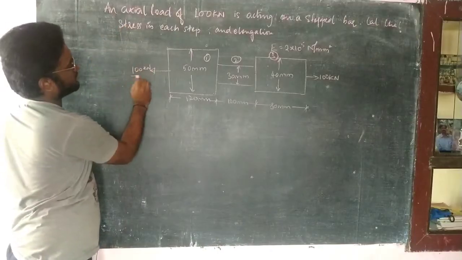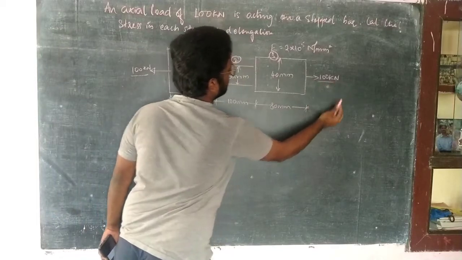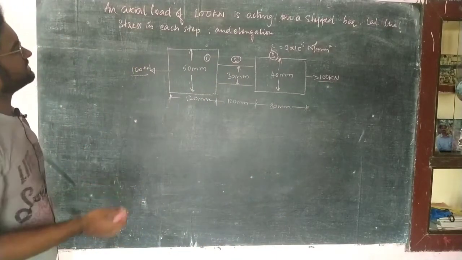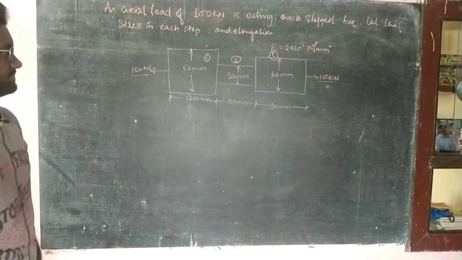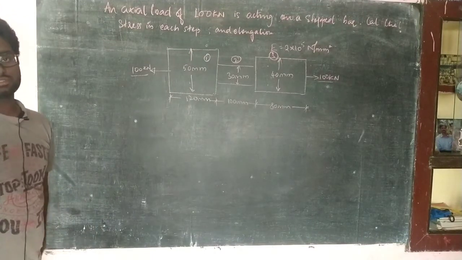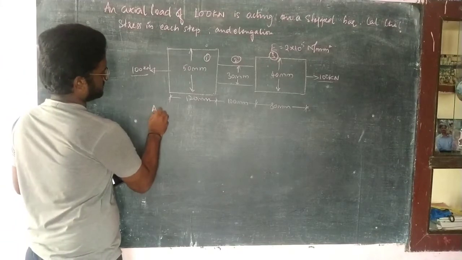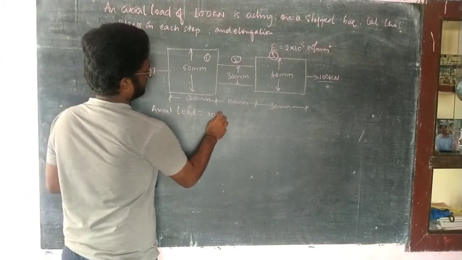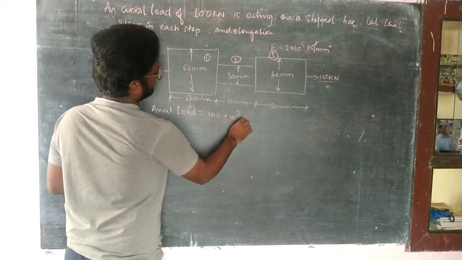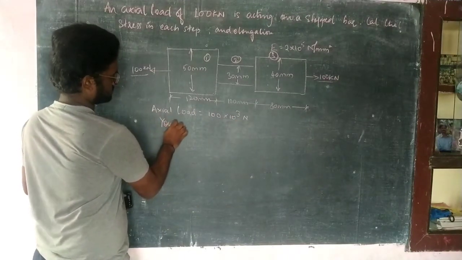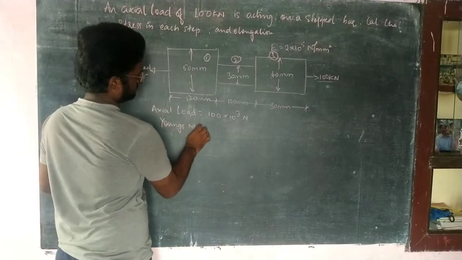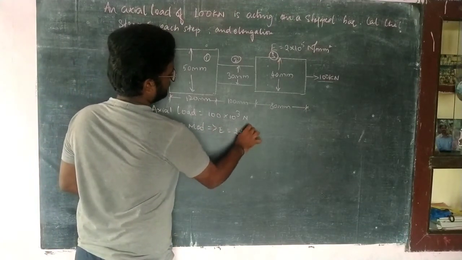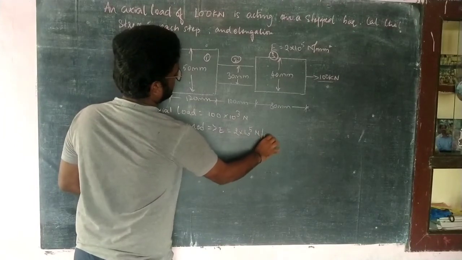Axial load of 100 kilonewton is acting on both the ends. It is a stepped bar. We have to calculate the stress at each step, and we also have to calculate the elongation. Load is equal to 100 kilonewton, which means 100 into 10 power 3. E is equal to 2 into 10 raised to 5 Newton per mm square.